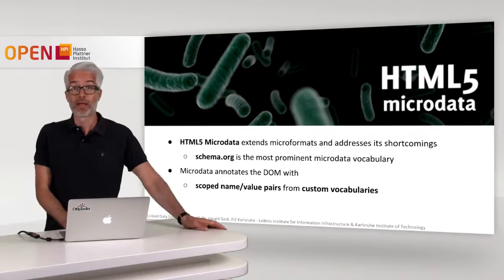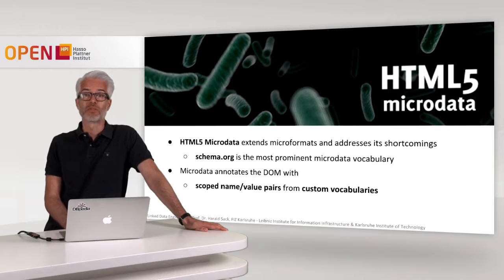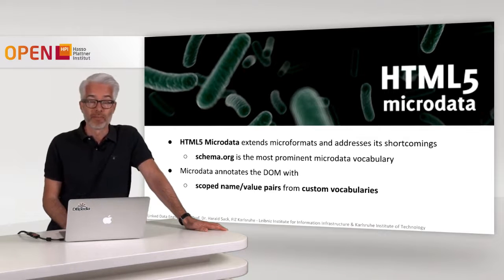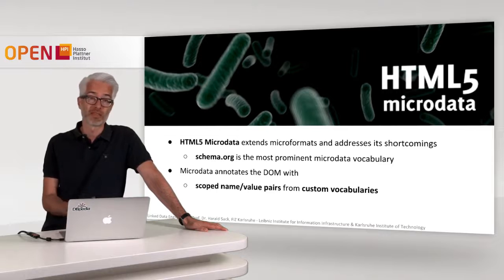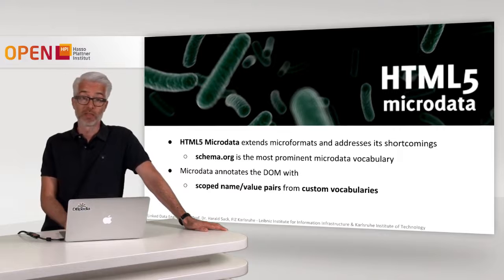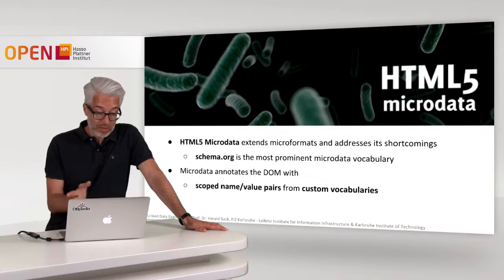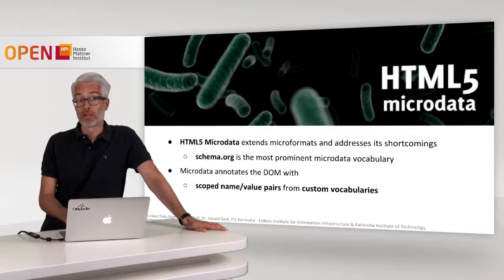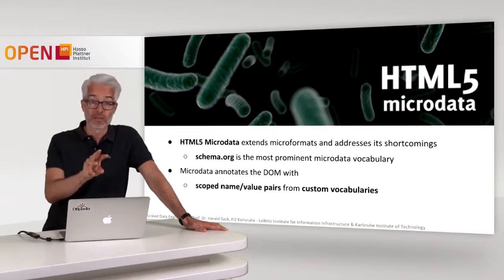Finally, another possibility that I also want to introduce to you is the usage of HTML5 microdata. This is kind of an extension of the existing microformats, and addresses especially its shortcomings. And possibly you have heard of the most prominent microdata vocabulary, which is schema.org, and which is heavily used by all the search engines. What does microdata do? Simply it annotates the document object model with so-called scoped name-value pairs for custom vocabularies.